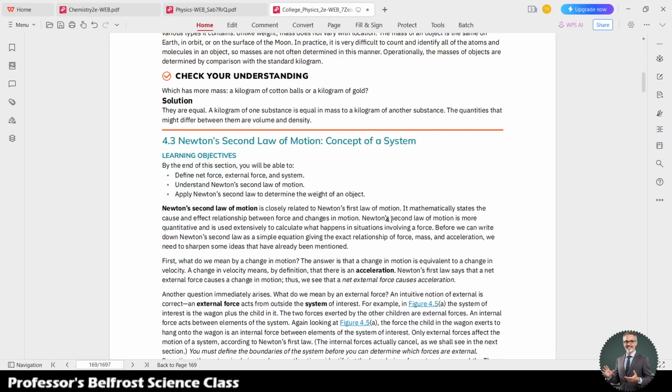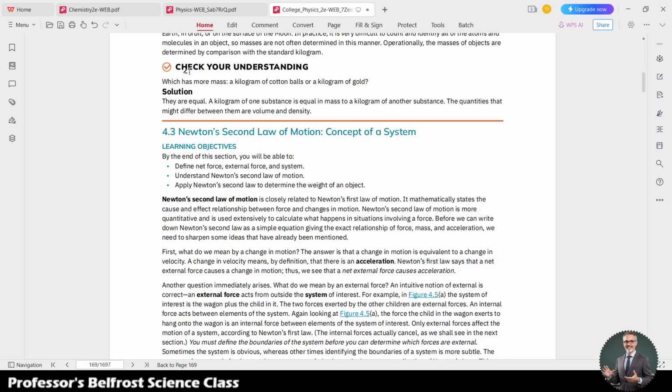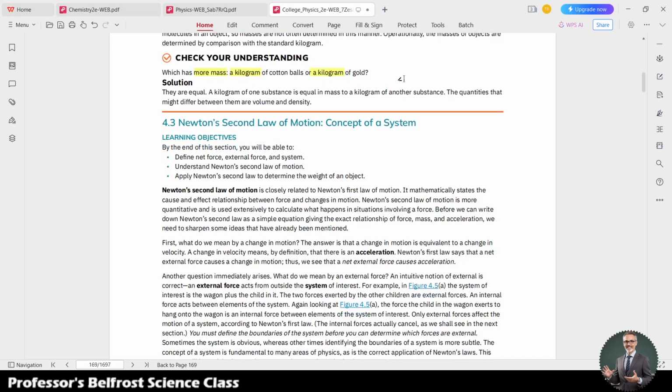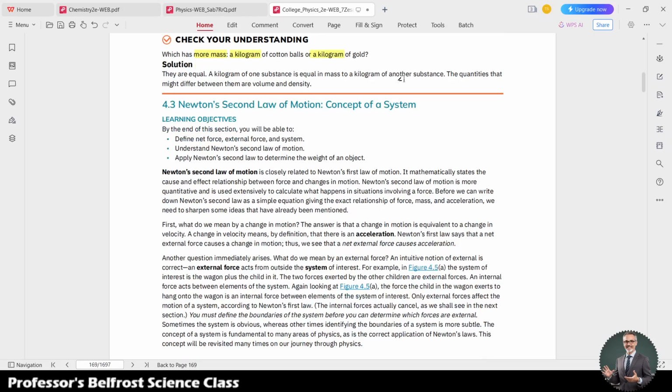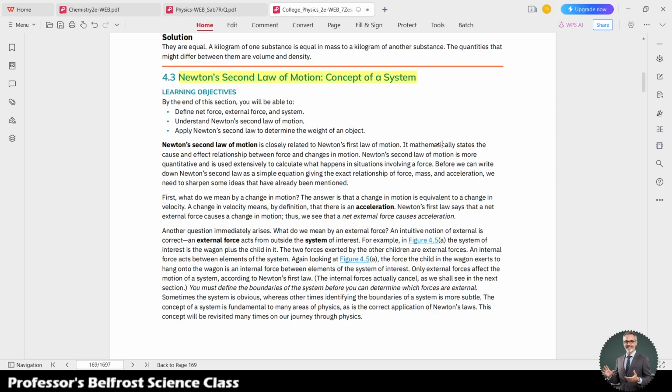Let's check your understanding. Which has more mass, a kilogram of cotton balls or a kilogram of gold? The answer is both have the same mass, so they are equal. The volume may be the same or different, but the mass is just the same. Now Newton's second law of motion, which is the concept of a system.